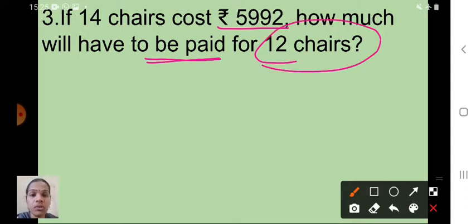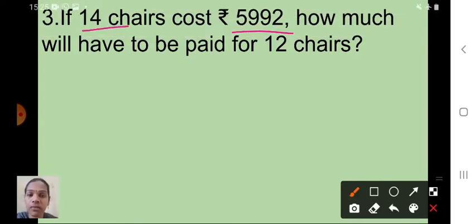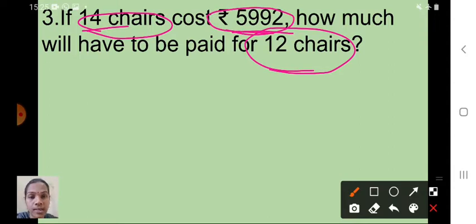So children, first you have to write this statement. How do we start? Whichever value you know, you have to write on the left hand side. Here the number of chairs we know, that is 12 chairs, so start the statement from 12 chairs, and the cost we have to find. Actually the first statement starts from the chairs whose cost we know, so write from 4 chairs, and on the right hand side, the cost.